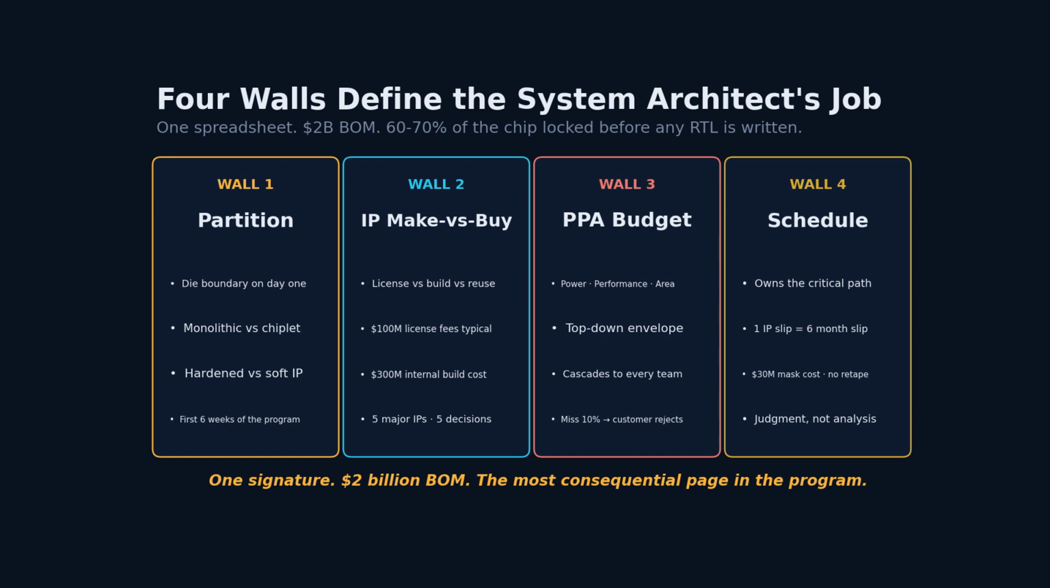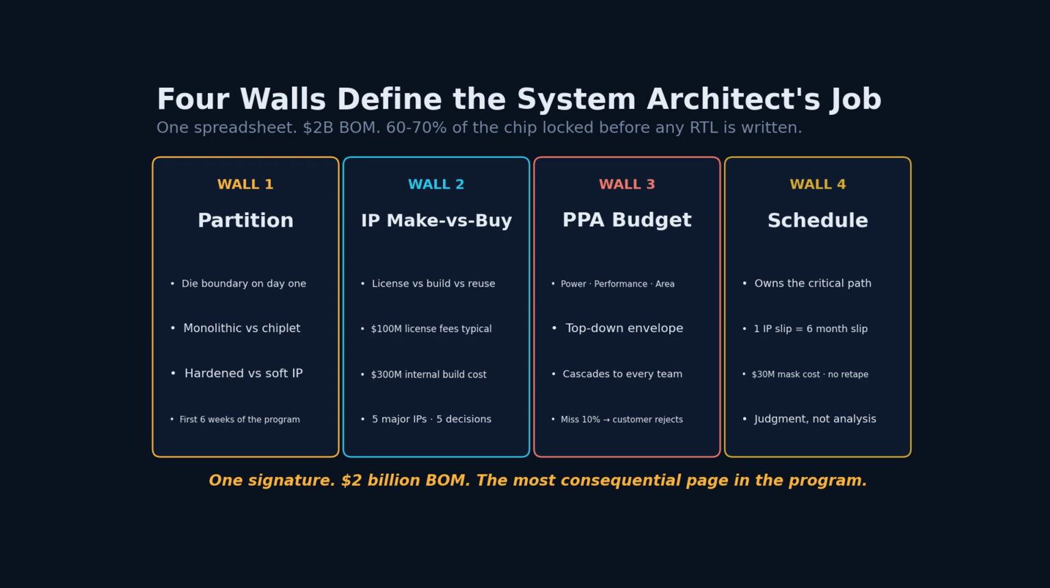Wall 3 is the power, performance, and area budget. The architect writes a single PPA target at the top of the document, and every engineering team works against it for the next 18 months. Miss the power budget by 10%, and the data center customer rejects the chip on arrival.